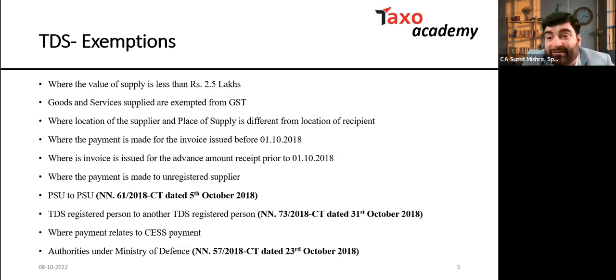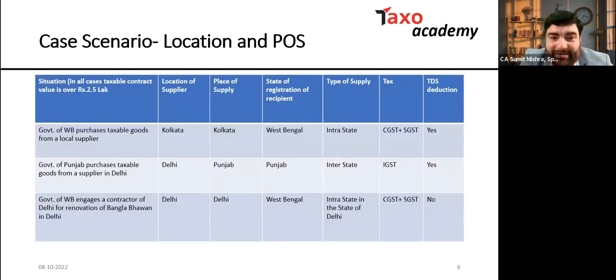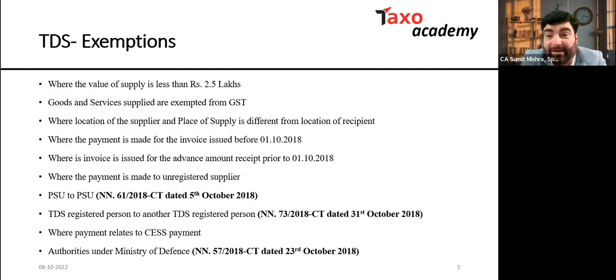Authorities under the ministry: it is a specific advantage given to the Ministry of Defense by notification 57/2017. So these are specific, and I think there is nothing technical in this. It is an advantage given by the government to the specified recipient of the services or supplies. Just moving ahead, I skipped this particular point, where the location of the supplier and place of supply is different from the location of the service recipient. I will discuss the idea behind this. Again, I'm reading this point: where the location of the supplier and the place of supply is different from the location of the recipient.